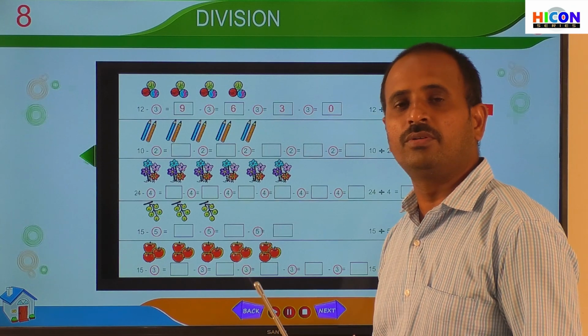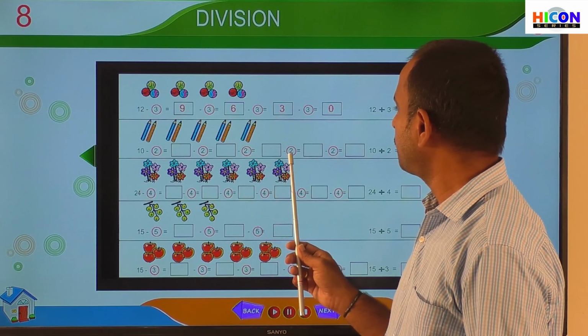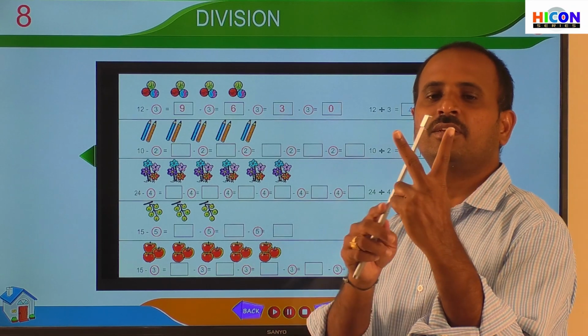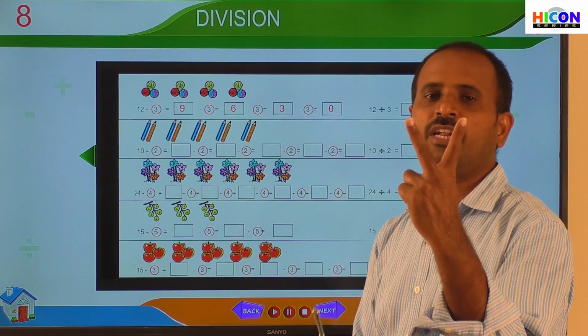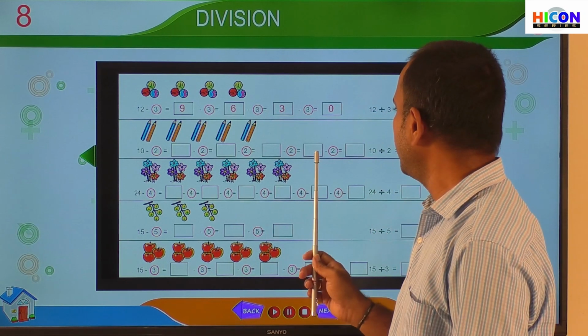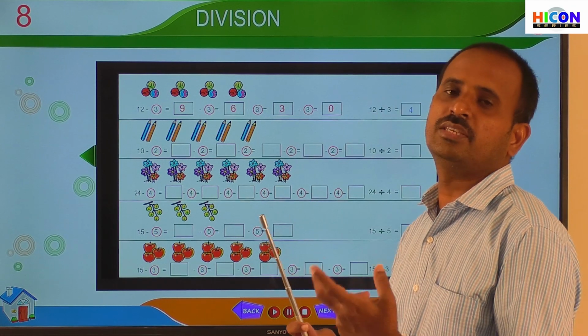That means you have to continue the process again. So again subtract 2 from the 4. Open 4 fingers and close 2 fingers. How many fingers are remaining? Remaining there are 2 fingers, but we did not get 0. So write 2 here and continue the same process again.